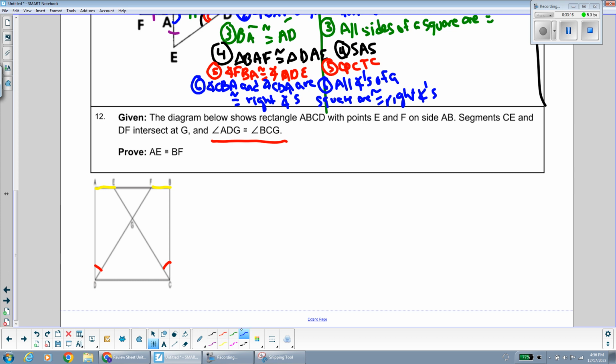Now, I'm just noticing that AE is a piece of AF, and AF is a side of this triangle over here. And I'm also noticing that BF is a piece of this side BE, which is a side of this triangle BCE. I'm thinking that if we can prove these two triangles congruent, then we can get closer to our goal of showing that AE is congruent to BF.